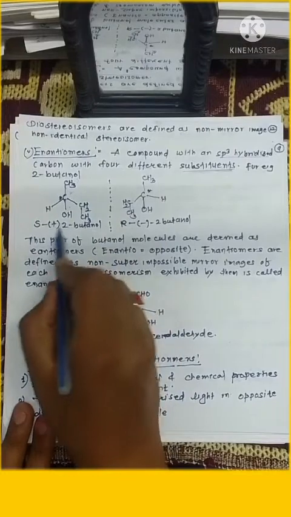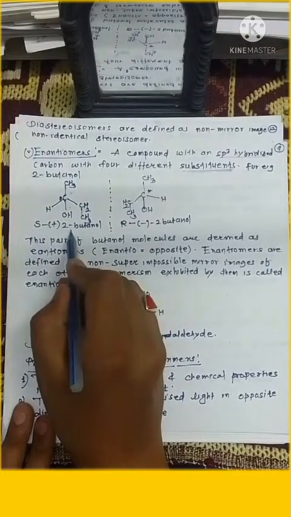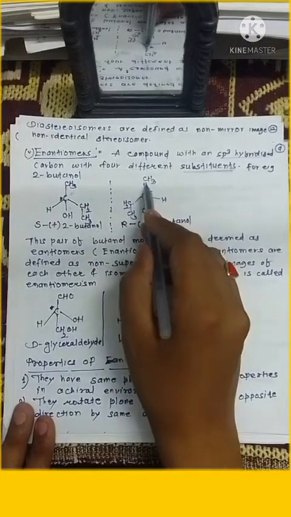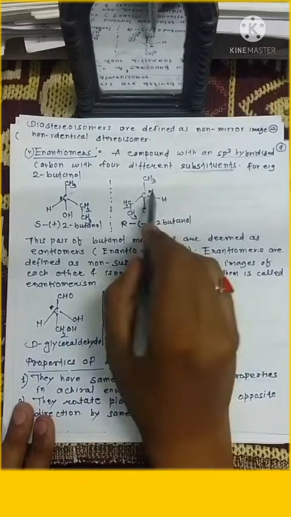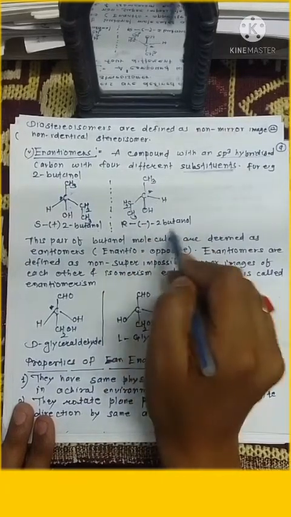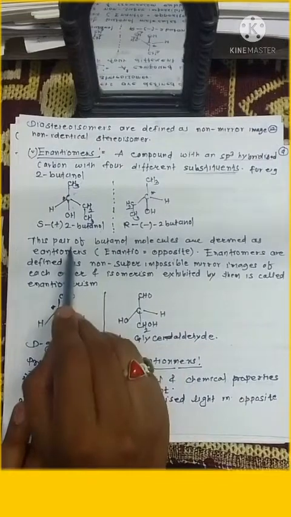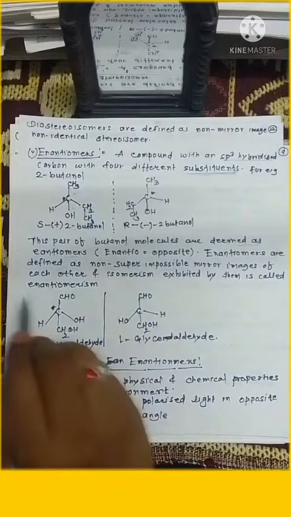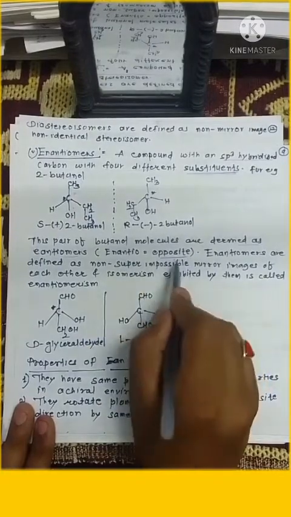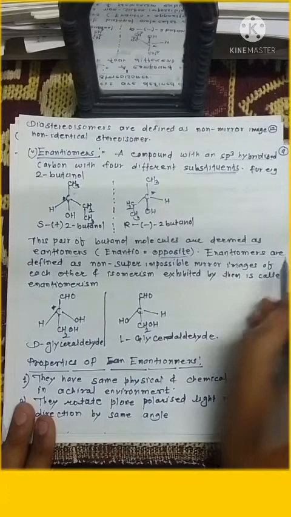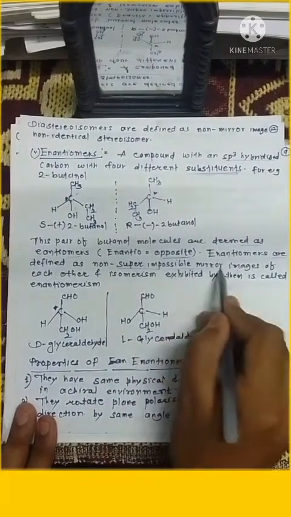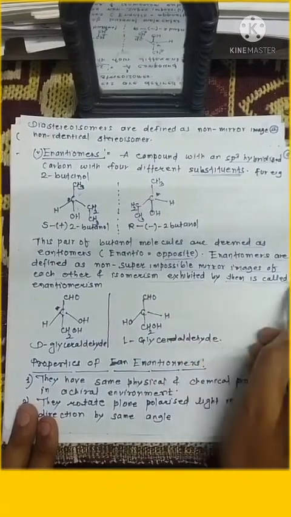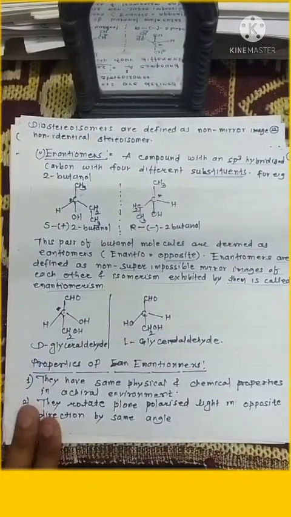Now just see, the name of this compound is S-2-butanol. If we draw a mirror here, we can easily draw its mirror image, and the name of this compound is R-2-butanol. So this pair of butanol molecules are termed enantiomers, that is, opposite. Enantio means opposite. Enantiomers are defined as non-superimposable mirror images of each other, and the isomerism exhibited by them is called enantiomerism.